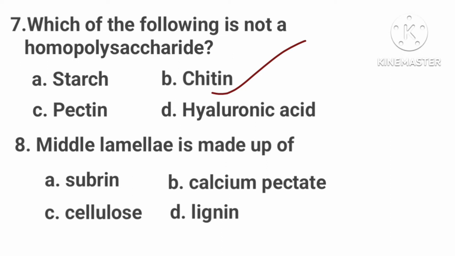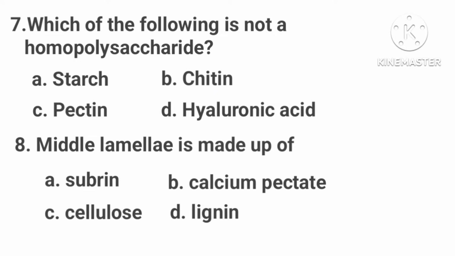Chitin is made up of N-acetyl glucosamine units. Therefore, chitin is a heteropolysaccharide. This means different kinds of monosaccharides are bonded together in a long chain. So the correct answer is option B.